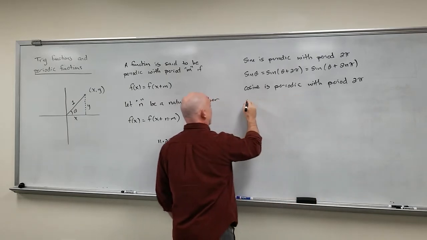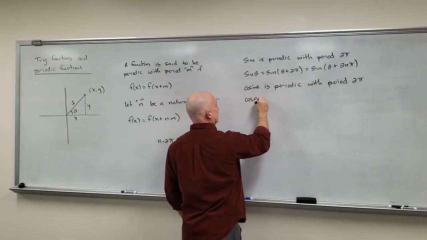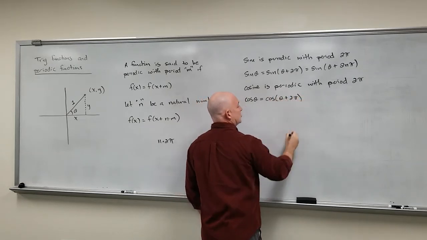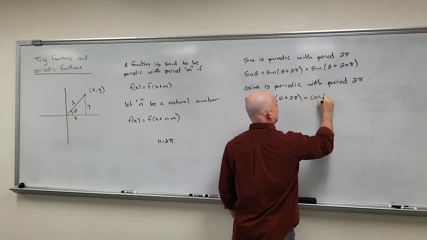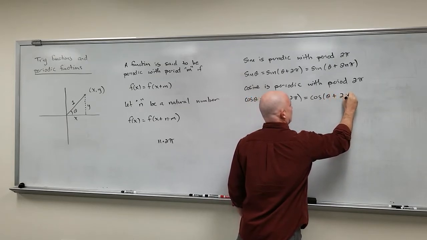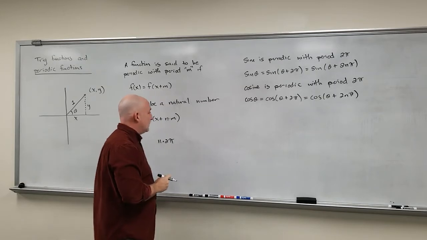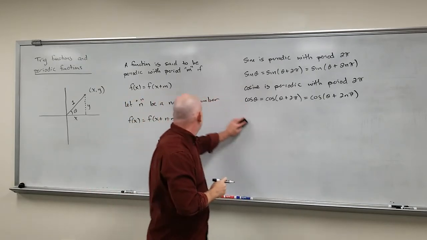So just like I wrote above, here we can say the cosine of the angle is the same as the cosine of theta plus 2 pi. And generically speaking, we can say that's the cosine of theta plus however many times we want to go around. So 2n pi.